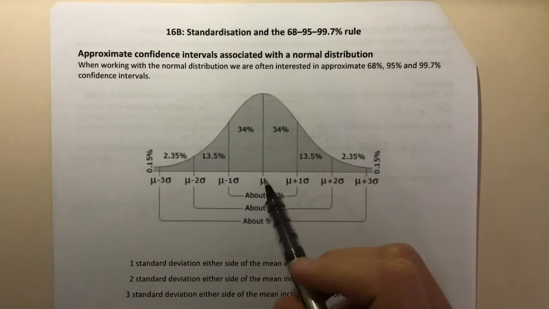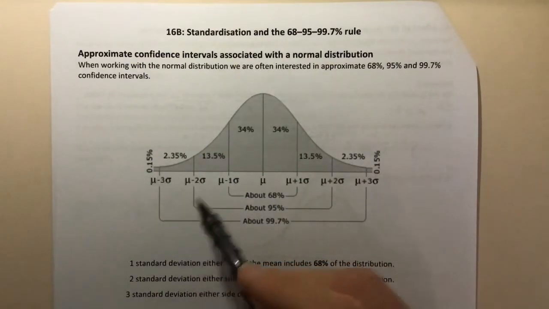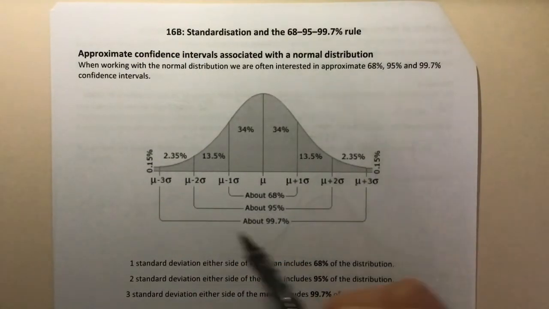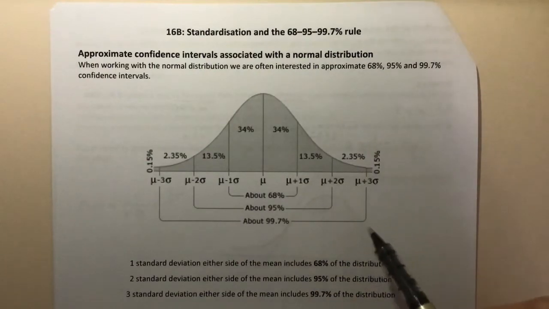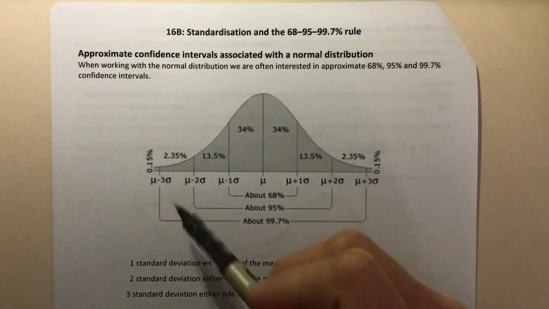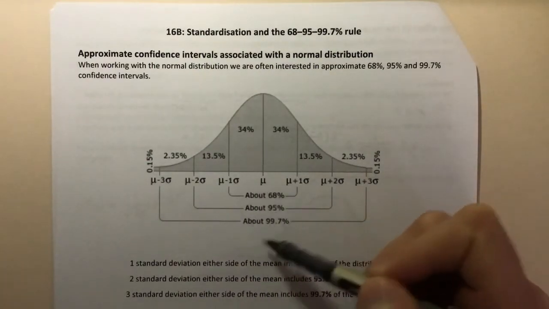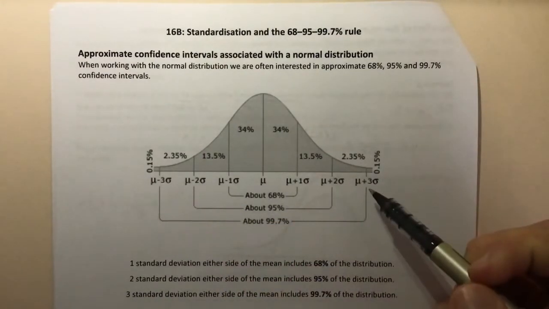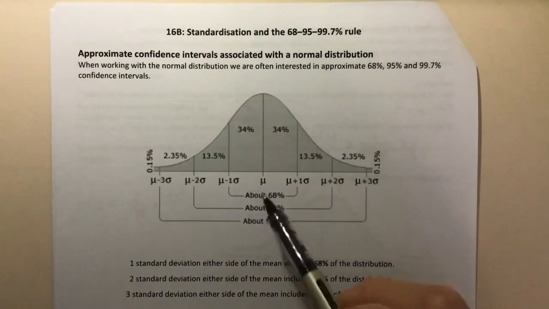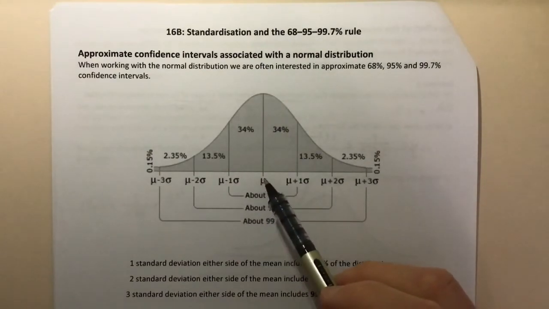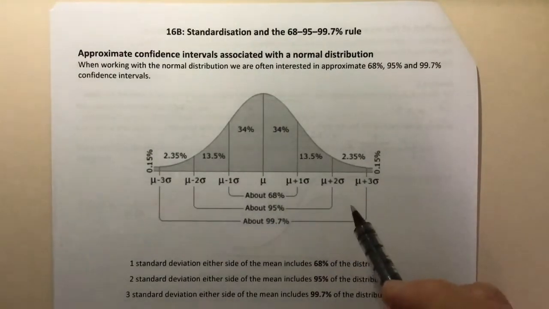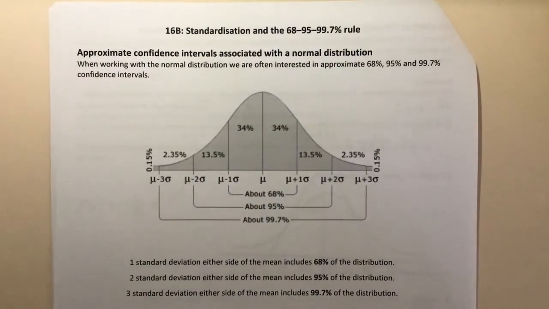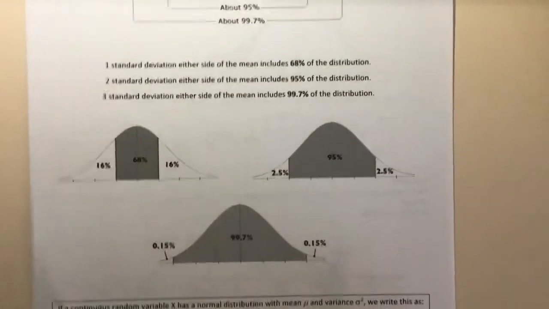And if we go 3 standard deviations below the mean and 3 standard deviations above the mean, we've got about 99.7% of our distribution between those two values. So you can see that nearly all of the values in a normal distribution are within 3 standard deviations of the mean. It's very unusual for a value to be more than 3 standard deviations away from the mean in a normal distribution.